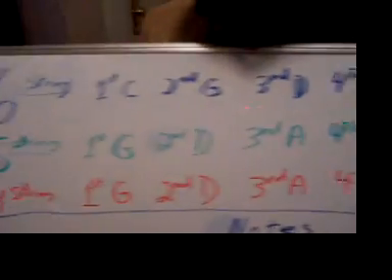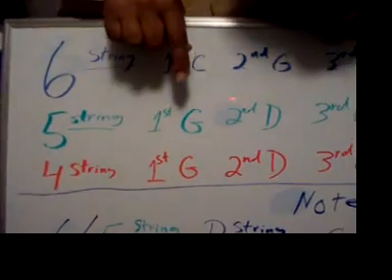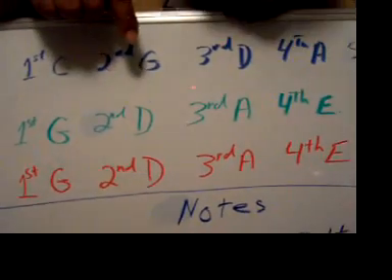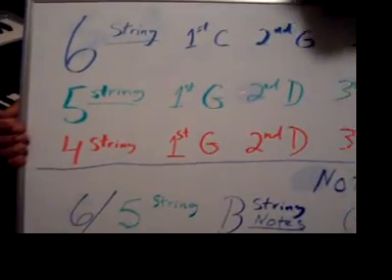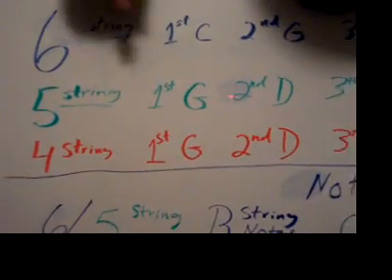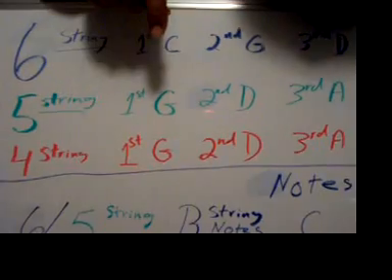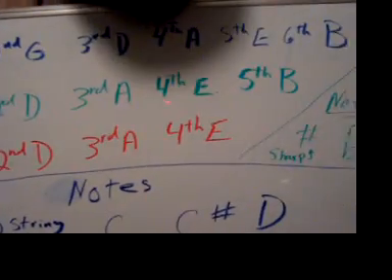If you have a 5-string bass, your first string would be G, and then you would have D, A, E, and B. And then if you have a 4-string bass, which I recommend if you're a beginner, your first string, just like the 5-string, would be G, then D, A, and E.